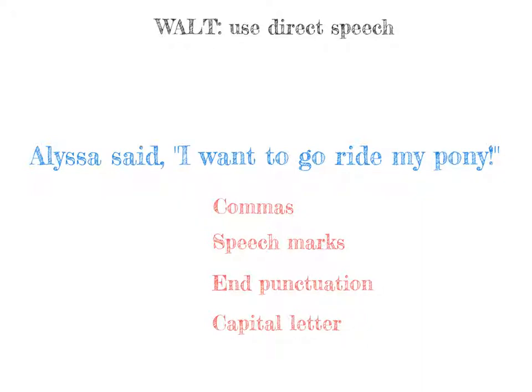Cool, so now we have a sentence with direct speech in it that has perfect punctuation. We have our comma to separate our chunks of information. Of course, we have our speech marks around the words that Alyssa's saying, and we also have some end punctuation in there as well. And the last thing that you have to remember is any word that your direct speech starts with must have a capital letter. Cool, so you're all ready to go away and start writing some beautiful direct speech in your writing.